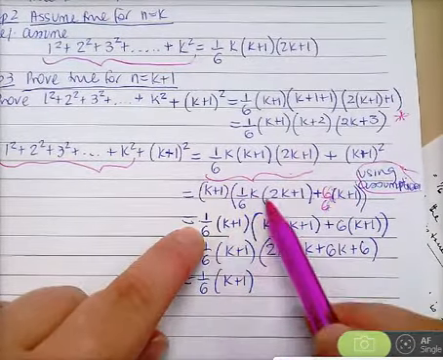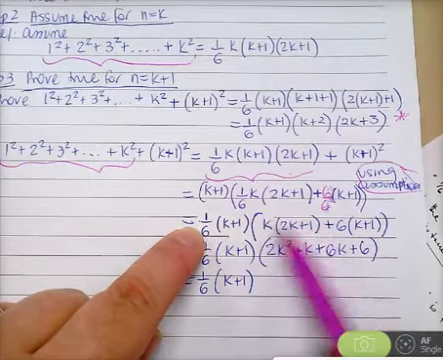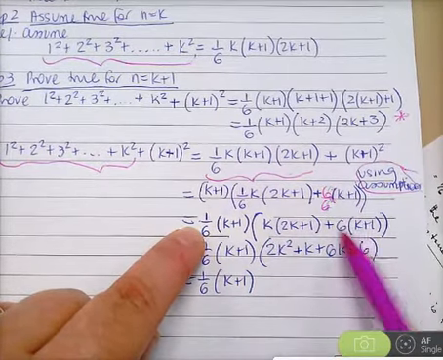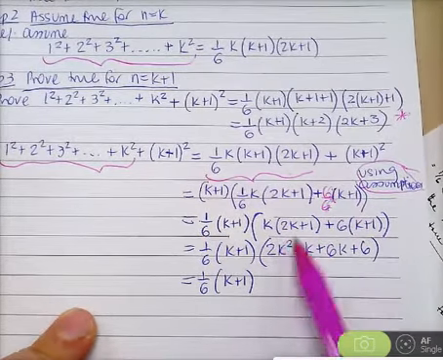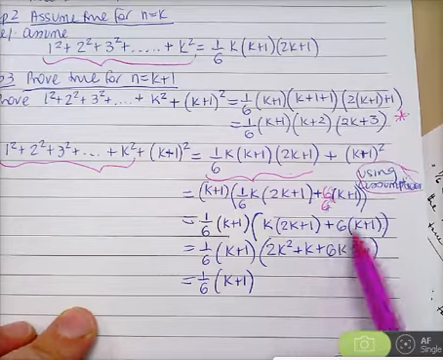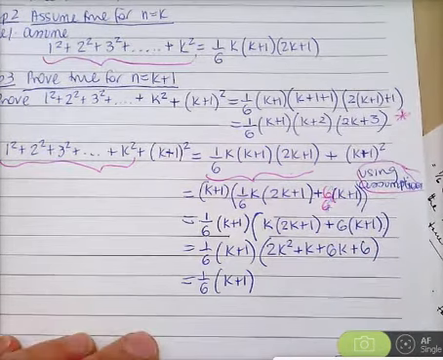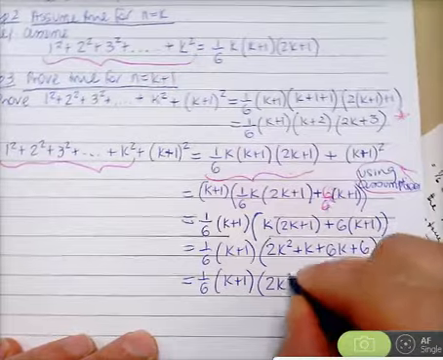I'm left with K, 2K plus 1, plus 6 lots of K plus 1. Then I expand all of this bit here in brackets, and I get 2K squared plus K, plus 6K plus 6. Then I collect like terms, and I've got 2K squared plus what?